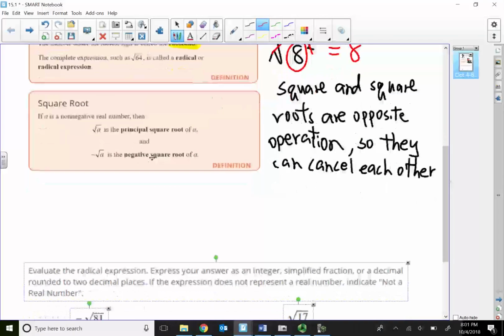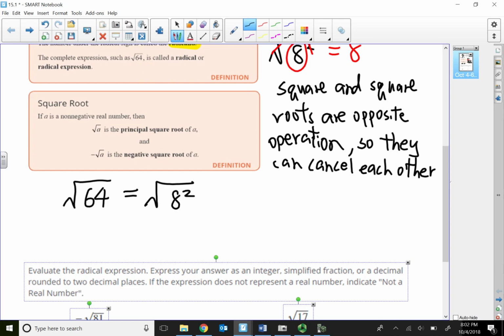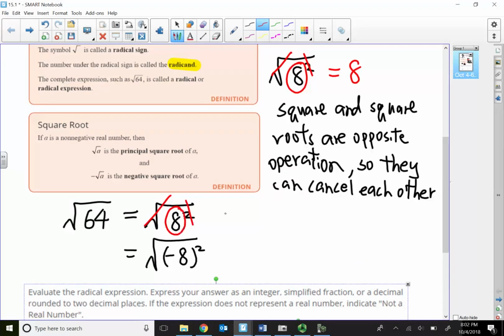It's kind of weird the way they say it. Basically, if we have the square root of 64, this 64, as you know, can be written as the square root of 8 squared. I can also rewrite the 64 as the square root of negative 8, whole thing squared. From our previous modules, especially exponent rules, a negative number in parentheses raised to an even power will always give a positive answer, just like the 64 here being positive. So if square and square root cancel out, my answer can be 8, or my answer can be negative 8.